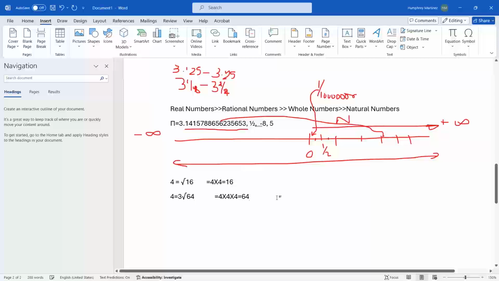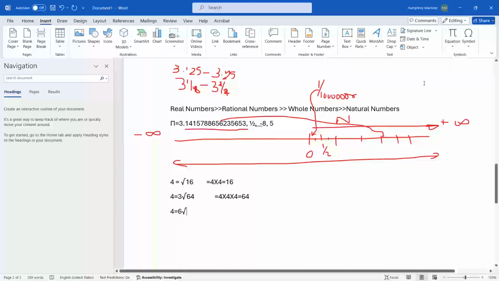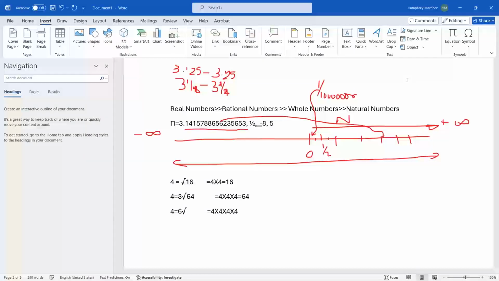Then this is 64. Okay. Then if I, for example, give you 4 equals, and let's say the 6th root, what will be that number? How many times will you have to multiply four? Seis veces cuatro. Six times. Okay. Six times. And how much is 4 times 4 times 4 times 4 times 4 times 4?